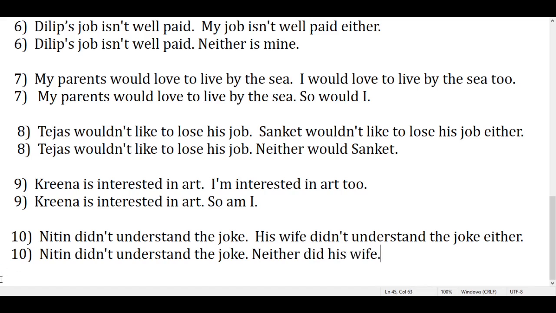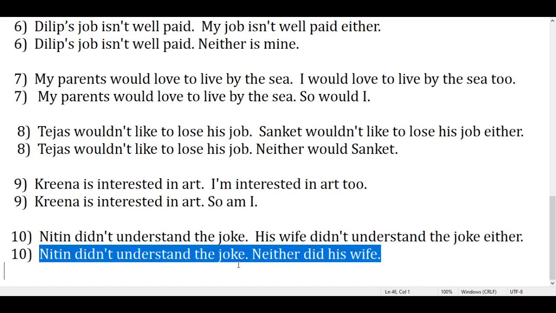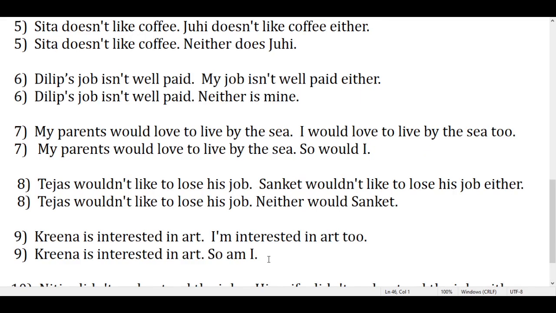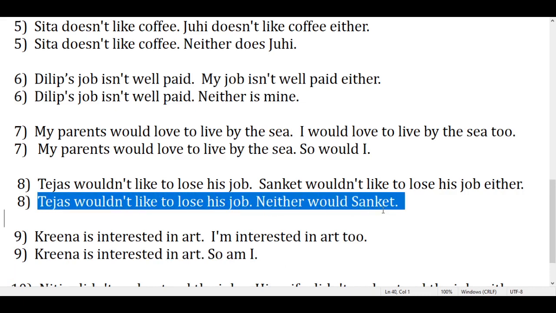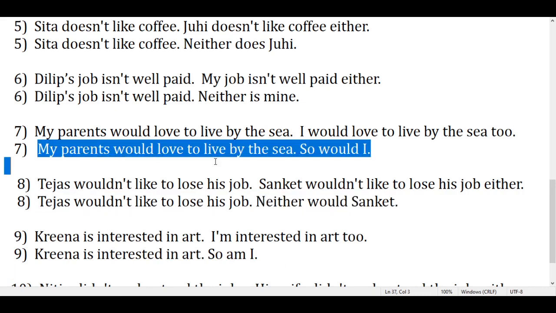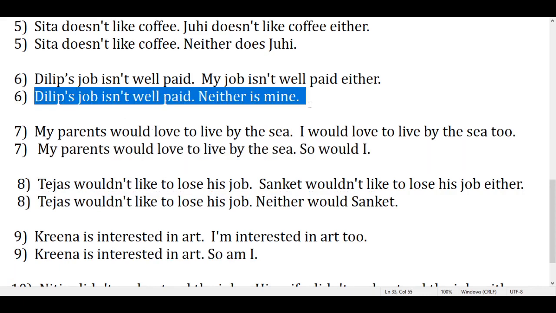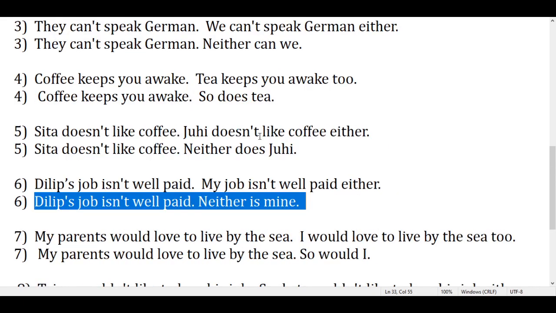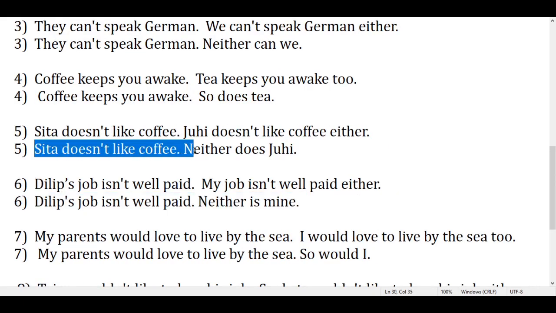Let's recap this from the 10th one to the first one. Look at the element of gracefulness of real class here when you use the contracted form. Nitin didn't understand the joke. Neither did his wife. Krina is interested in art. So am I. Tejas wouldn't like to lose his job. Neither would Sanket. My parents would love to live by the sea. So would I. Dilip's job isn't well paid. Neither is mine. Sita doesn't like coffee.